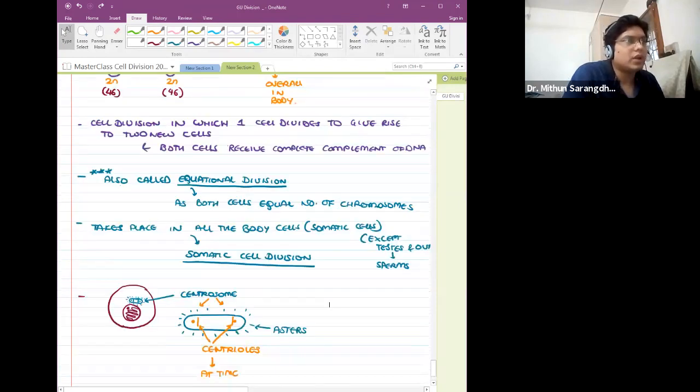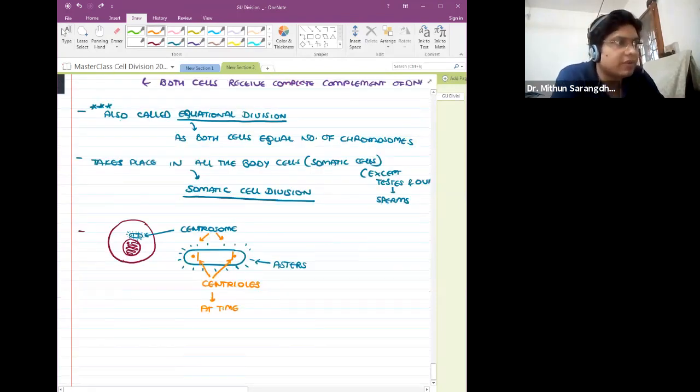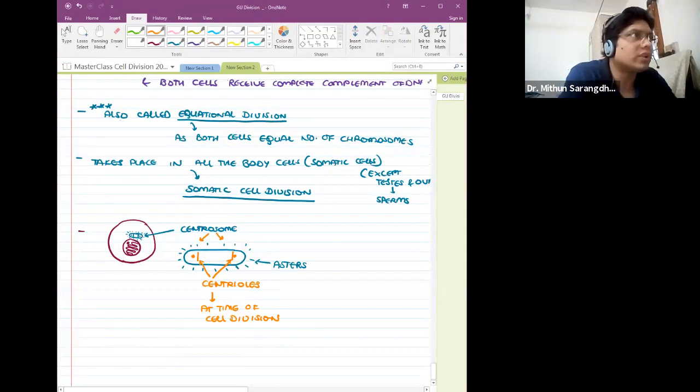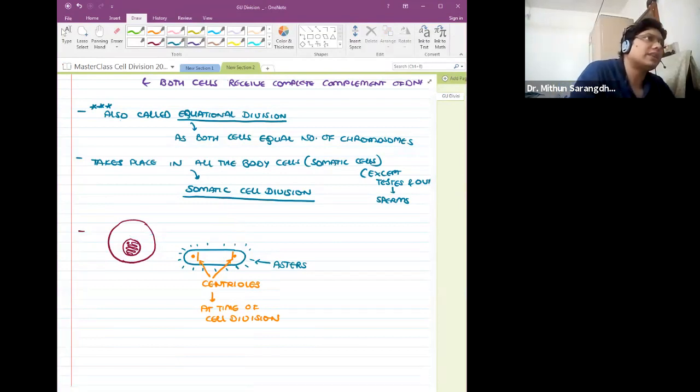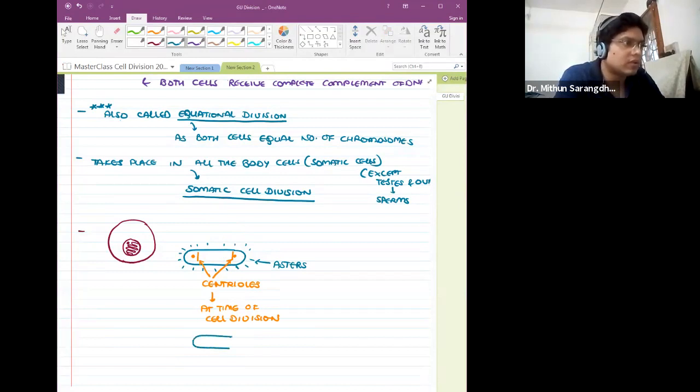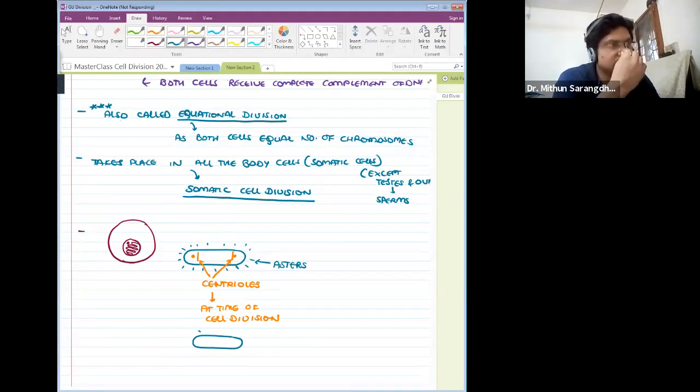So at the time of cell division, now we will see what exactly is going to happen. The same centrosome. Let's say once again the centrosome was like this, and we had the, just a moment.